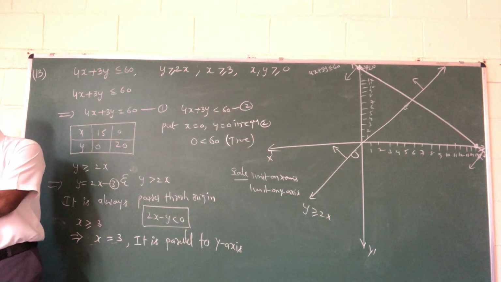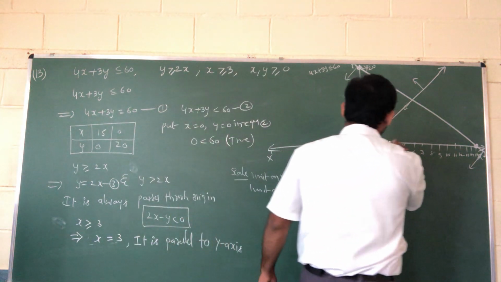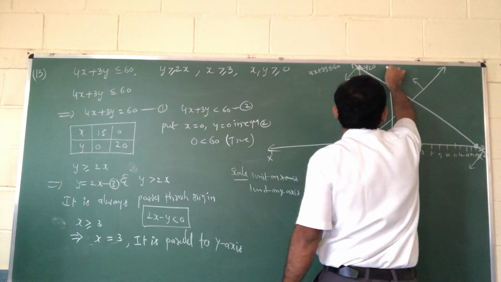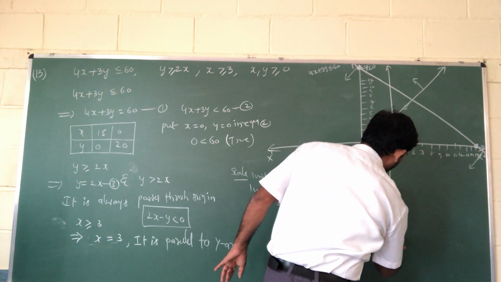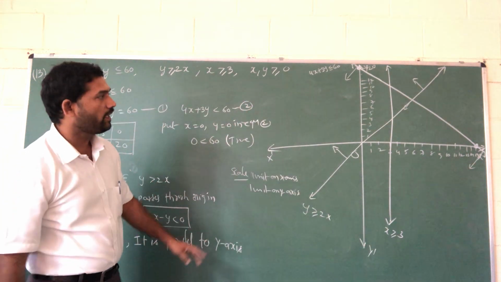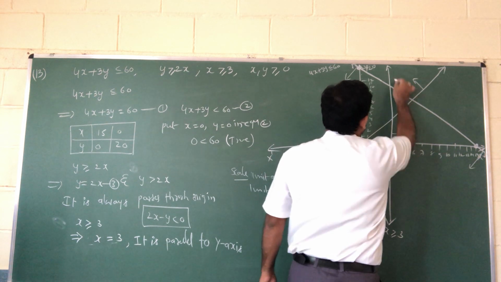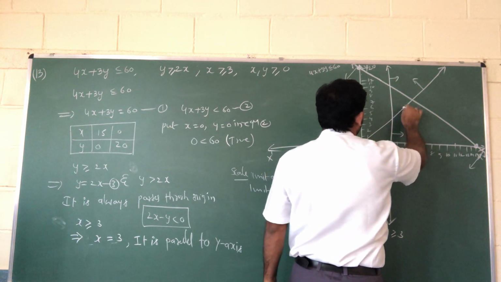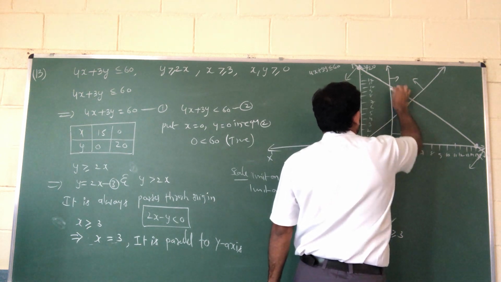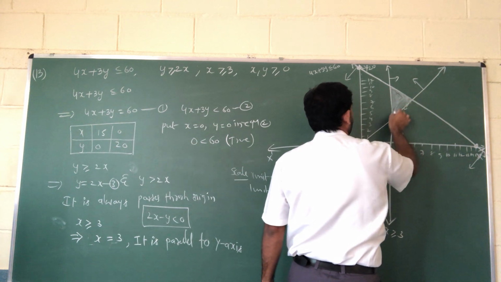After that, one more line is given, x equal to 3. X equal to 3 means here, this one. X greater than or equal to 3 means this side we have to shade. So all are intersecting where? This is this, this is this, this is this. All are intersecting here. This area is our common area.